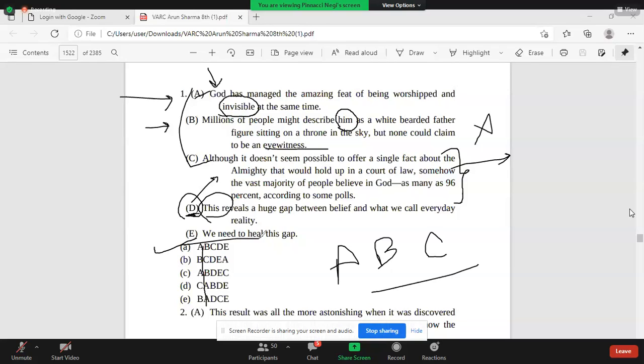The concluding sentence could be in some form of recommendation, some suggestion, some conclusion. So we need to heal this gap. So we do realize that when you're reading the sentences, CD has to be a mandatory pair, and CD you just have in A and B. And of course, we know that B can't be your opening sentence, so A is the correct answer.